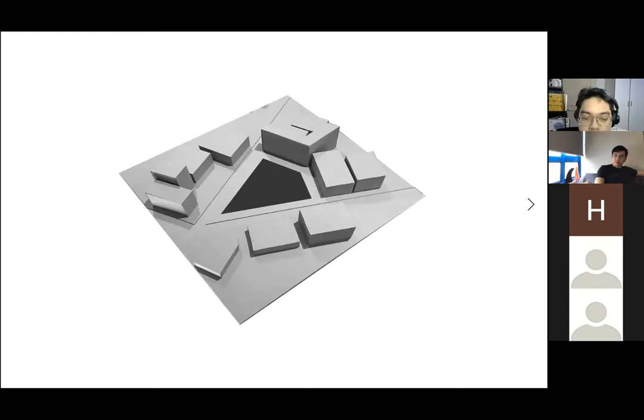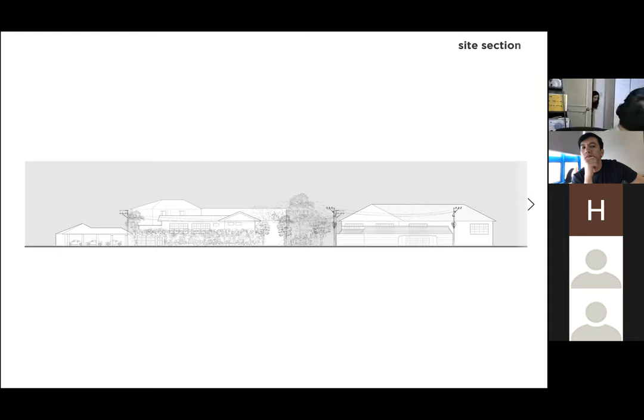So this is my site model. The space in the center, the black part, is the 600 square meter area that I will be using. So this is the site section. What I did was I cut it at the front of the lot, since my lot is at an intersection, to show what most people would first be seeing if you come in from the corner.